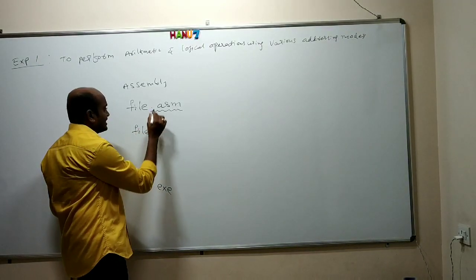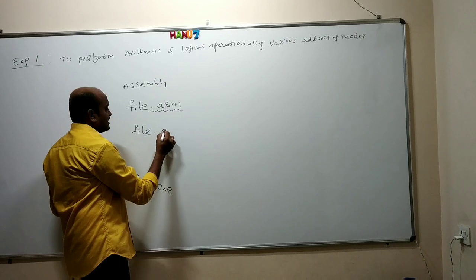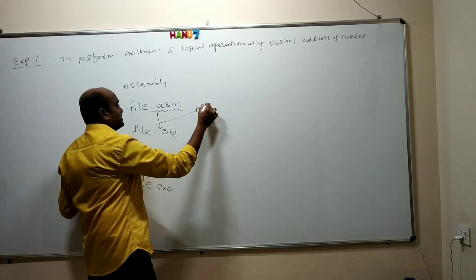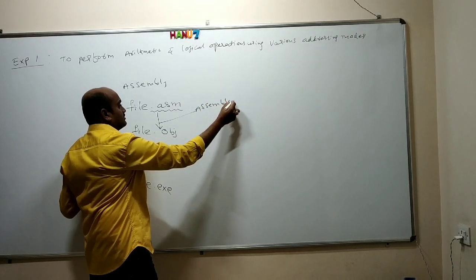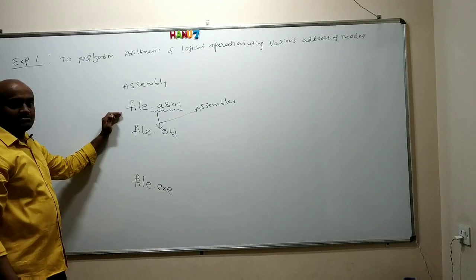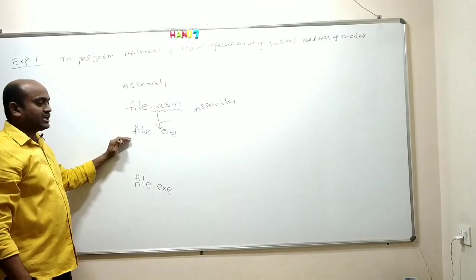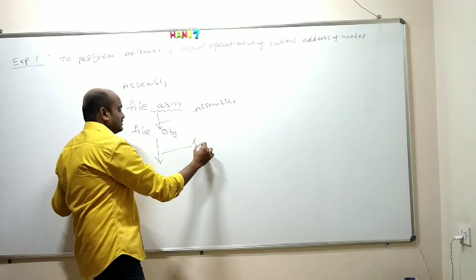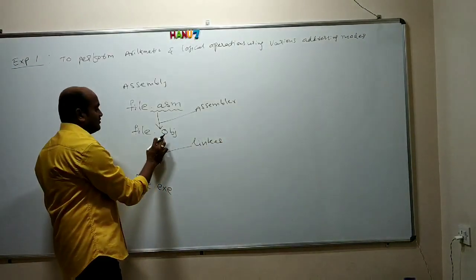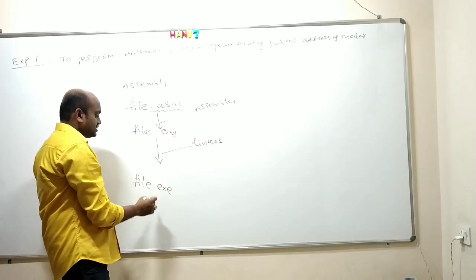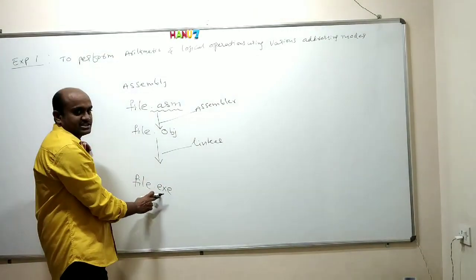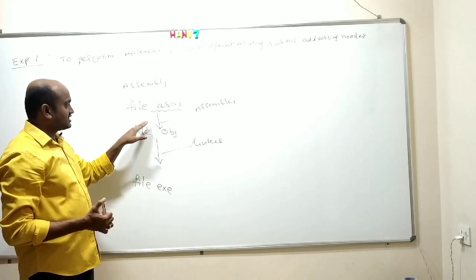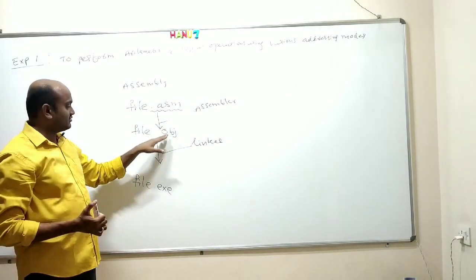Assembler will convert file.asm, the user understandable program, into file.obj, an object file. And by using another software, the linker, we can convert this object file into a machine understandable file, that is file.exe. This linker is a software which will link the object file generated by the assembler with the object files available in the library and give you exe.